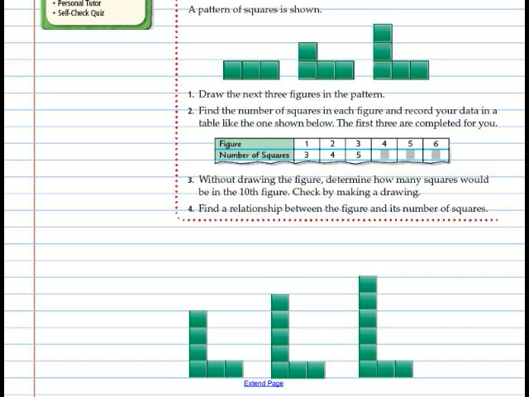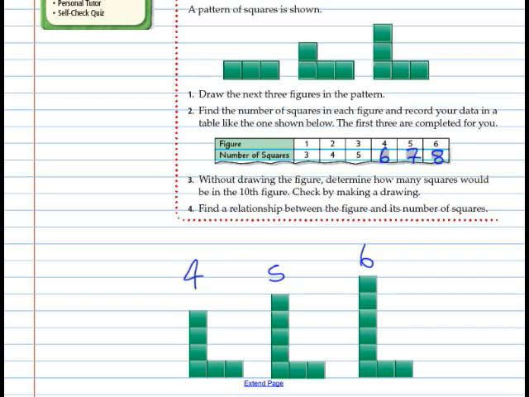It says find the number of squares in each figure and record your data in a table like the one shown below. The first three are completed for you. So this is figure 4, and we have 4 vertical and 3 horizontal. Taking into account the overlap, we have 6 squares. In our 5th figure, we have 7 squares. In our 6th figure, we have 8 squares.